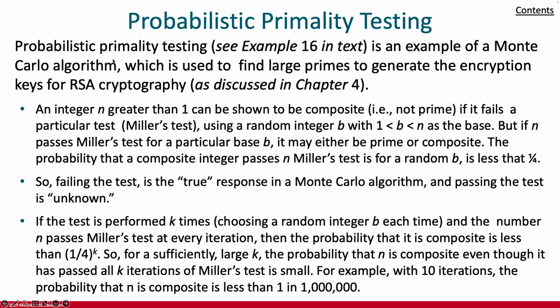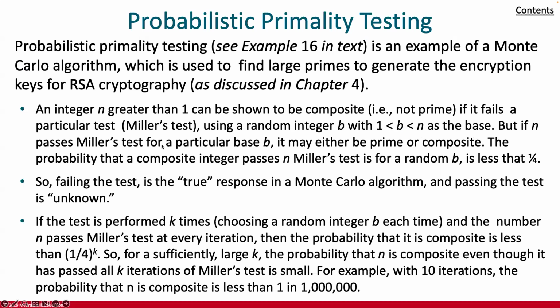So probabilistic primality testing, this is Example 16 in Rosen, is an example of a Monte Carlo algorithm which is used to find large primes to generate the encryption keys for RSA cryptology. And so we talked about this in chapter 4. Some of you hopefully got a little bit more interested in cryptology as a result of us going through that information. An integer n greater than 1 can be shown to be composite, that is, not prime, if it fails a particular test, which is Miller's test, using a random integer b with 1 less than b less than n as the base.